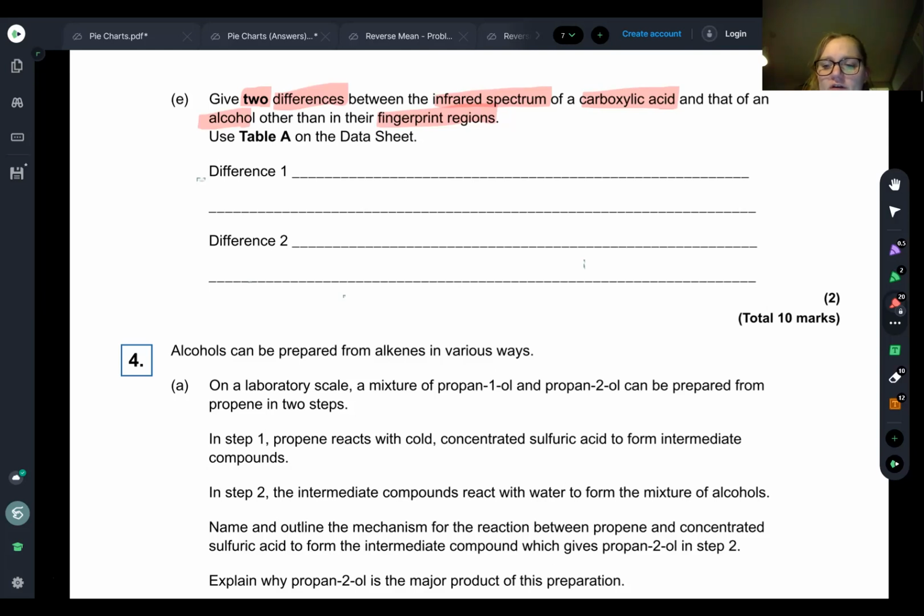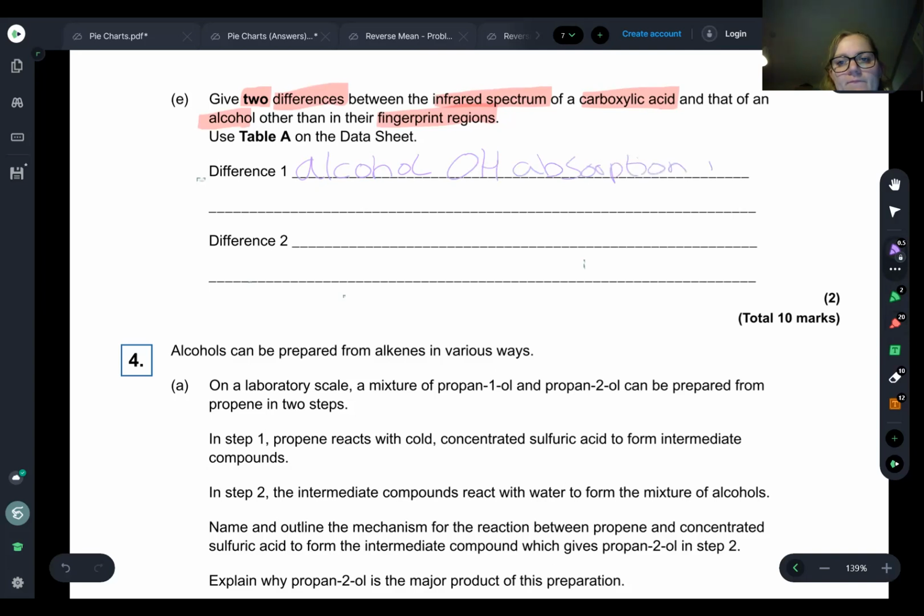We've got a carboxylic acid, we've got our alcohol. They've both got an OH group in them, but they're going to absorb the infrared in different places where the OH group is. So the alcohol OH absorption is going to be in a different place. You don't need to know the numbers for this. I would always put the carboxylic acid, so you know what you're referring to.